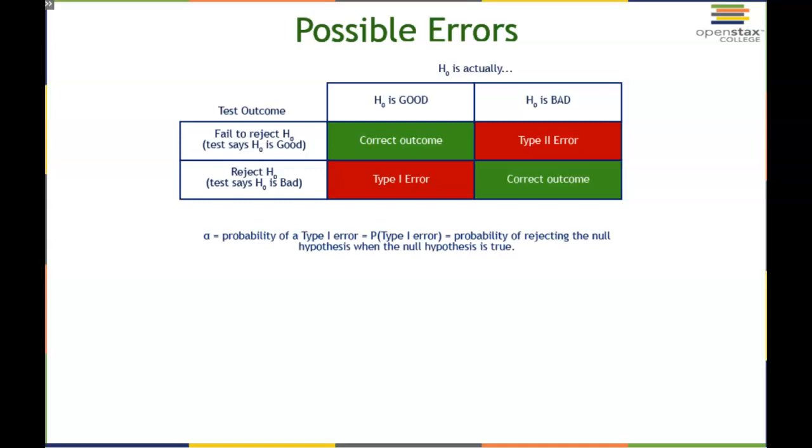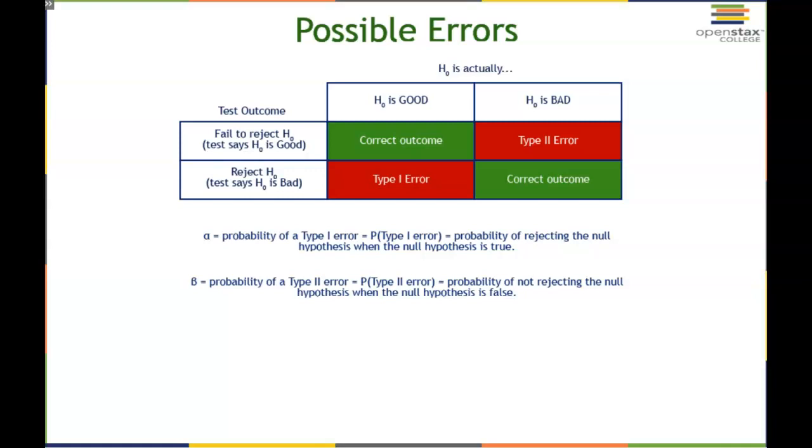We're going to use alpha as the probability of type 1 error, and beta, the next Greek letter, to equal the probability of a type 2 error. Now remember, type 1 error is the probability of rejecting our null even though the null is true. And a type 2 error is not rejecting the null when the null hypothesis is false. If you've ever heard of a false positive, that's what this type of error is like.